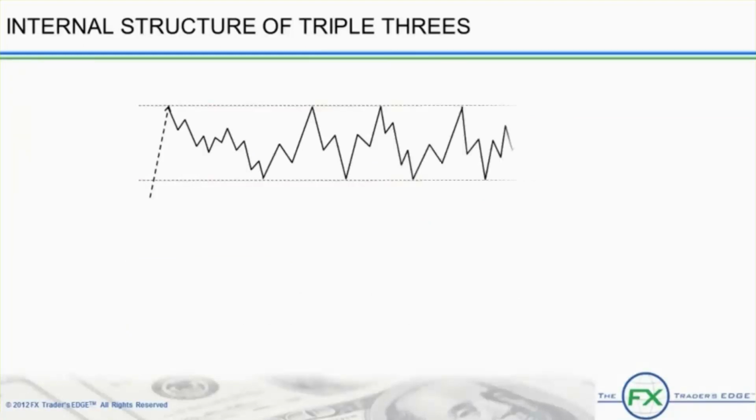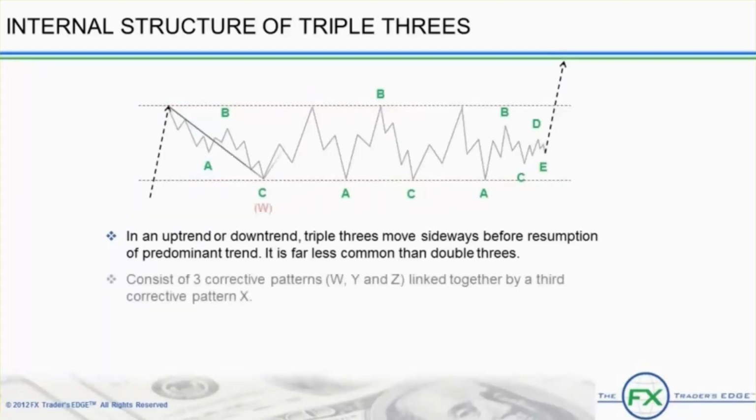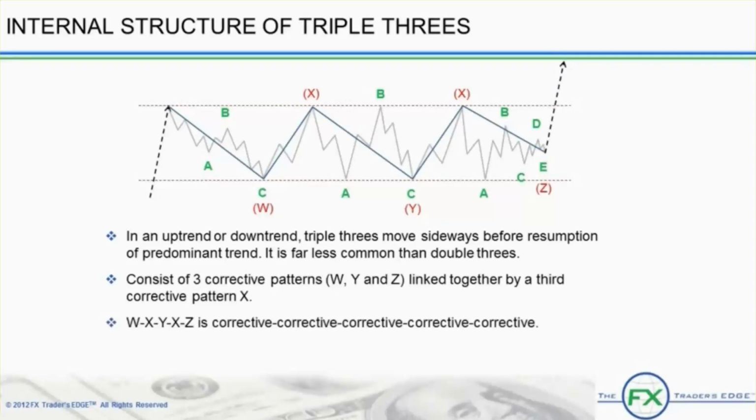Internal structure of triple threes. In an uptrend or downtrend, triple threes move sideways before resumption of the predominant trend. It is far less common than double threes. It consists of 3 corrective patterns, W, Y, and Z, linked together by corrective pattern X. The internal structure is WXYXZ, which is corrective, corrective, corrective, corrective, corrective.